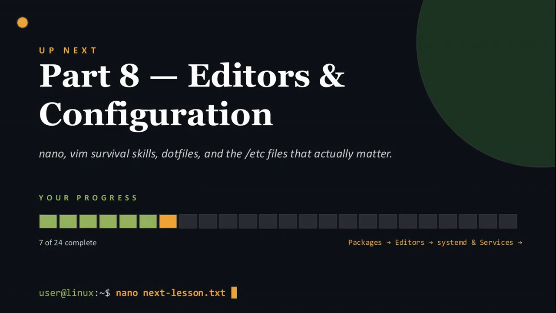And that wraps up packages. Up next in Part 8, we'll get hands-on with editors and configuration. The survival skills you need in Nano, just enough Vim to escape it gracefully, plus a tour of dot files and the handful of files under /etc that actually shape how your system behaves.